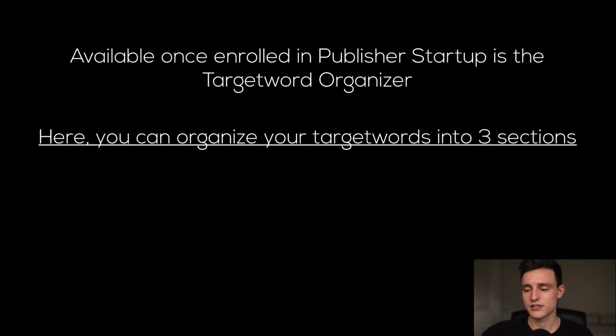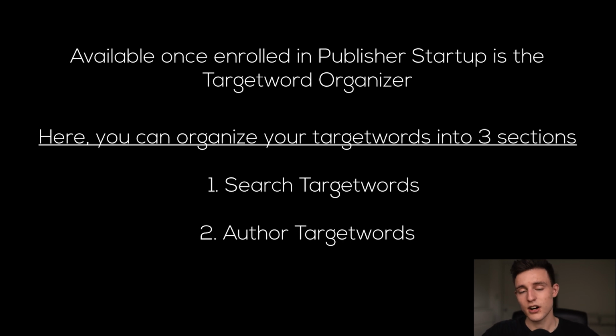And here you can organize your target words into 3 different sections. Like I just mentioned, there's 3 different types of target words. So there's 3 different types of sections, which is the search target words, the author target words, and the ASINs.